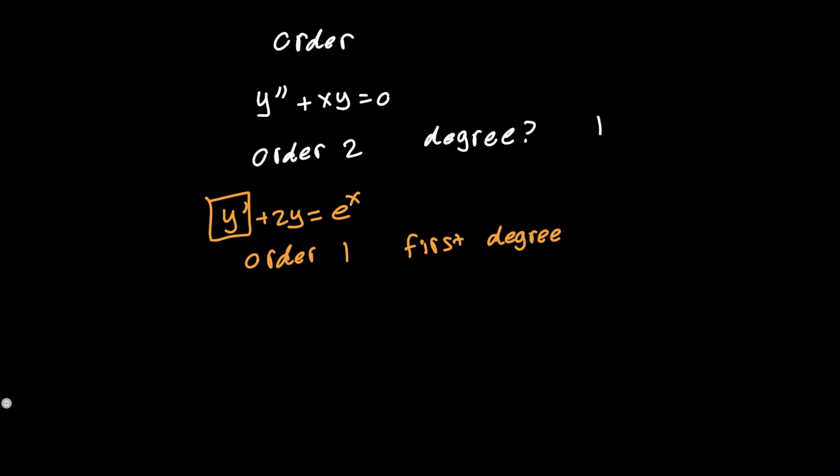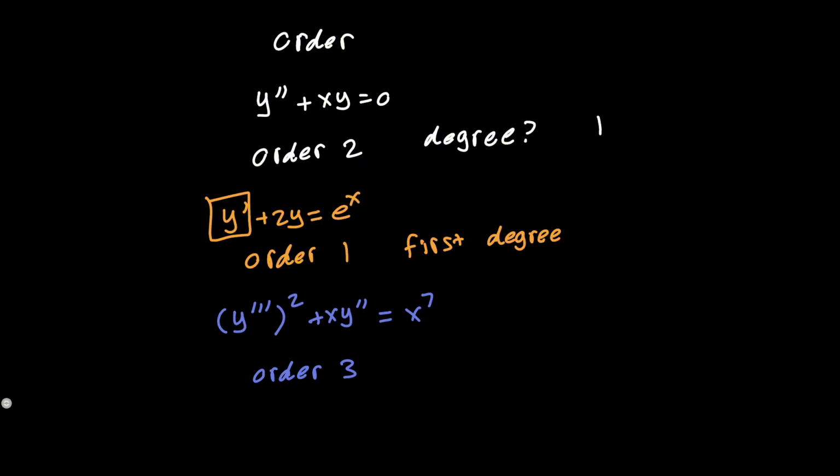But let's look at a bit more tricky one. What about y triple prime squared plus xy double prime is equal to x to the 7? What would you say the order for this is? So here we have an order 3 derivative because the third derivative is the highest derivative that is seen. So the order is 3. But what about its degree? Is it a 7th degree or a 2nd degree?